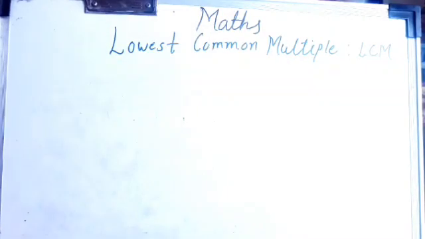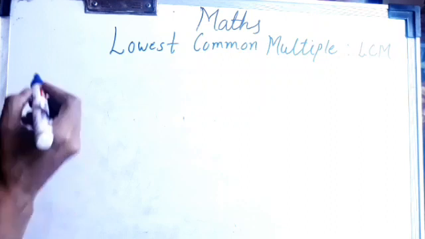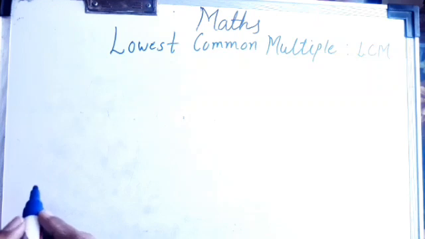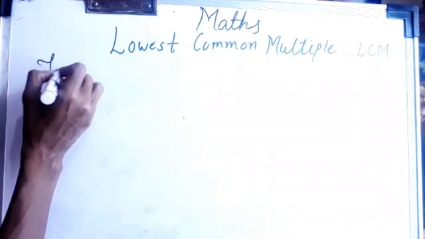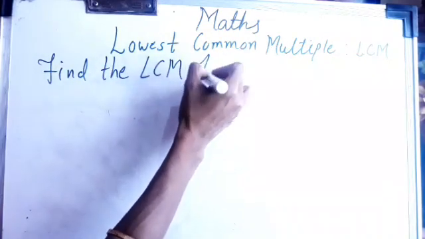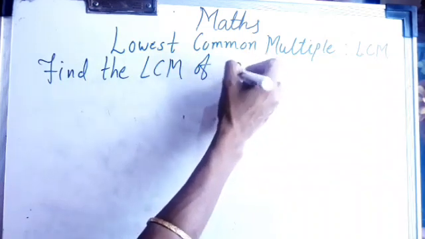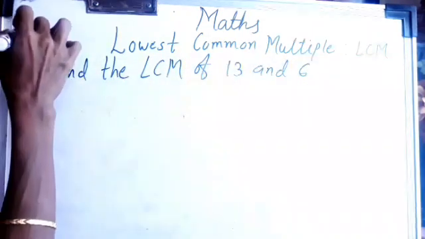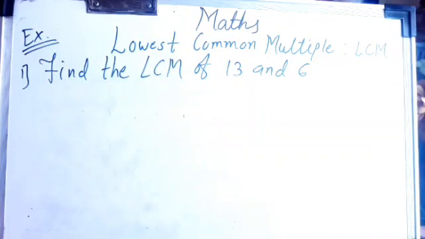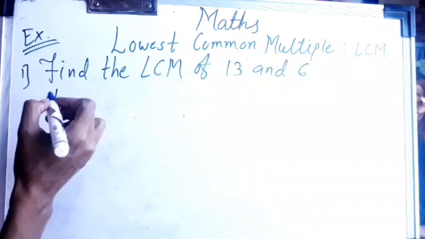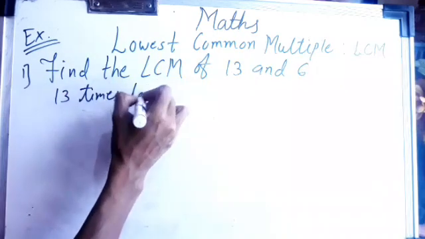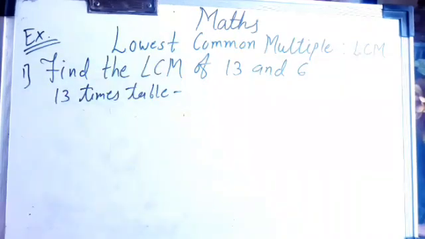Let's see one example. Find the LCM of 13 and 6. Now see, in this example, what you have to write first is the table of 13, means 13 times table. Need to write the table of 13.